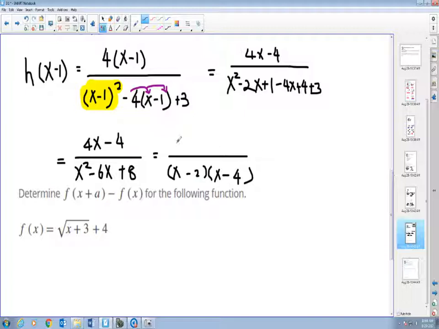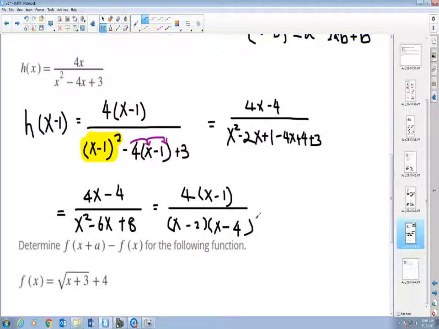So if I factor the top, I will still go back to 4 times x minus 1. So nothing can be reduced. Okay, so this can be your answer. But you still have to try it, though. You still have to try to factor it out to see if anything can be canceled out. Not in this particular problem.